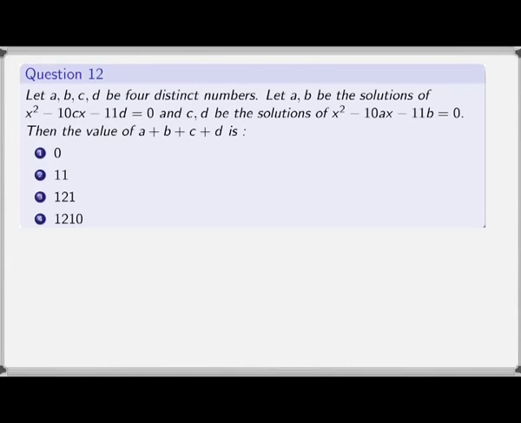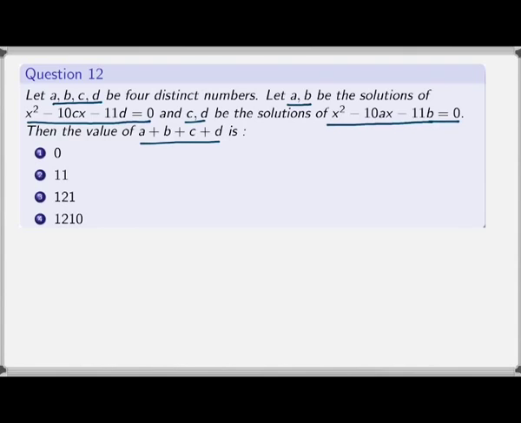This is our question number 12. Here we have 4 distinct numbers a, b, c and d. We have 2 quadratic equations, x square minus 10cx minus 11d is equal to 0 and x square minus 10ax minus 11b is equal to 0. We are told that a, b are the solutions of the first quadratic equation and c, d are the solutions of the second quadratic equation. We have to find out what is the sum of a, b, c and d.